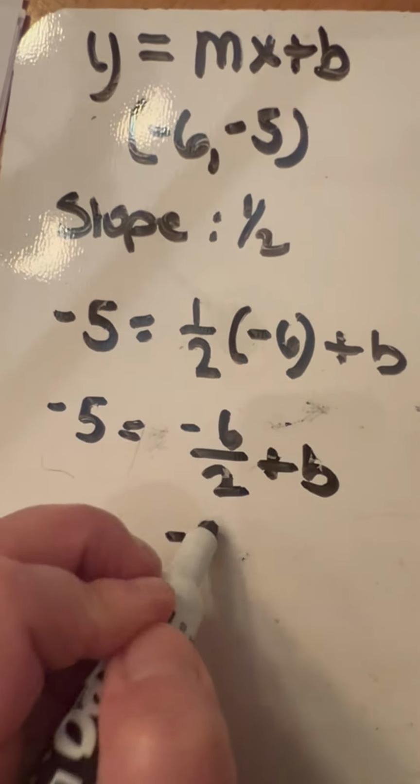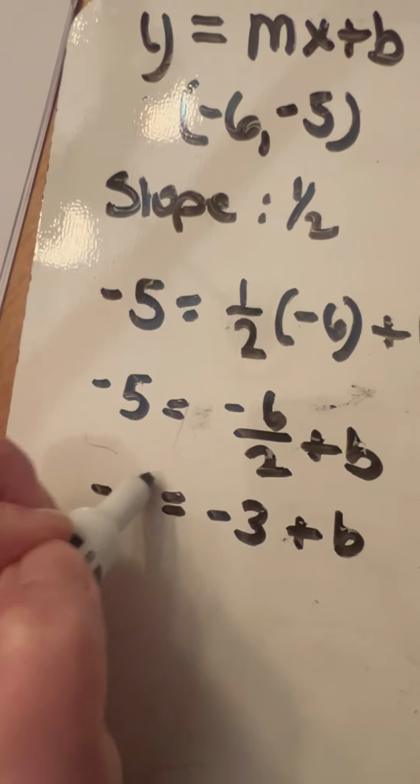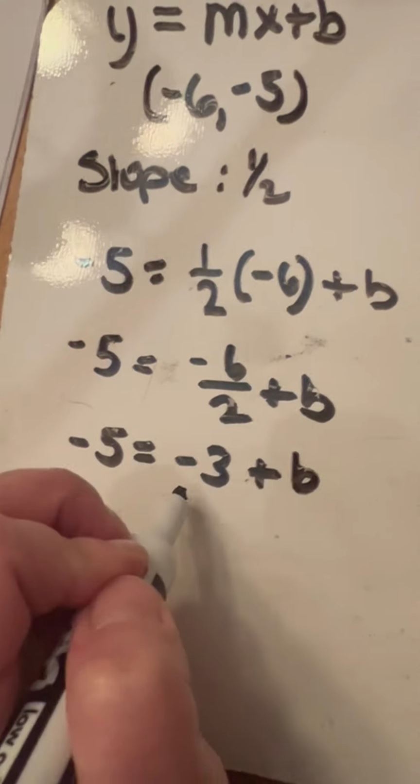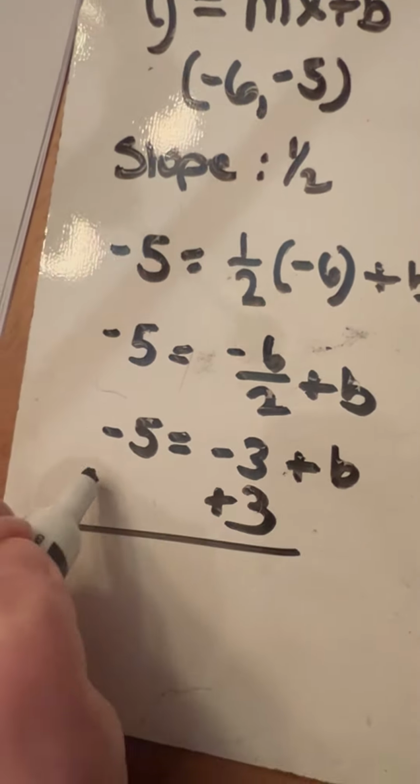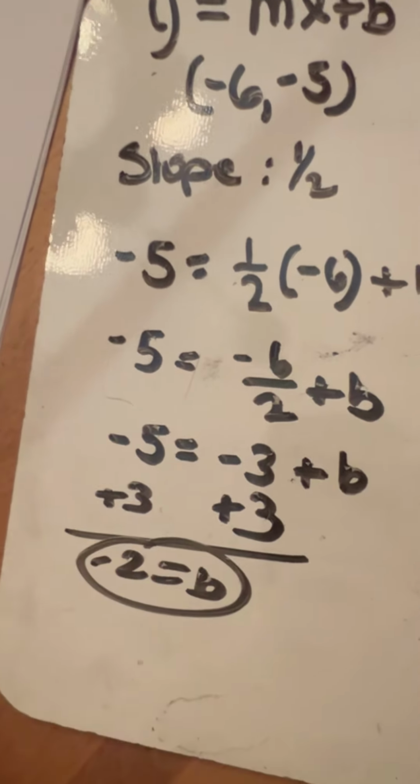This is gonna divide to be -3. And then we want to get that -3 out of there so we can figure out what b actually is. And when we add 3 to both sides, we're left with a -2. So -2 is our y-intercept.